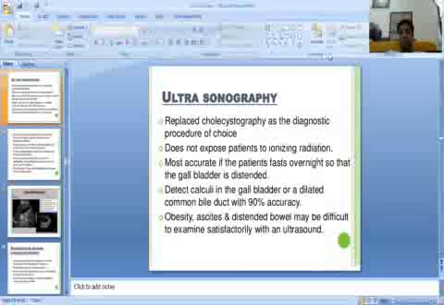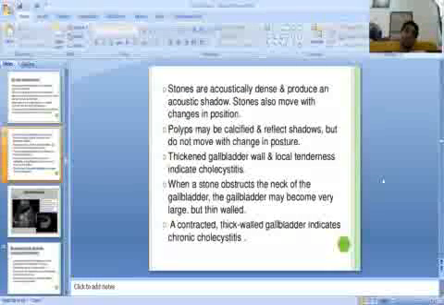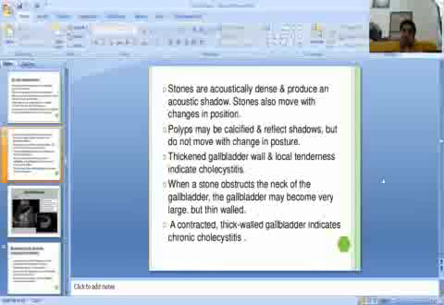Obesity, ascites, and distended bowel may make it difficult to examine satisfactorily with ultrasound. Stones are acoustically dense and produce an acoustic shadow. Stones also move with changes in position. Polyps may be calcified and reflect shadow but do not move with a change in posture.